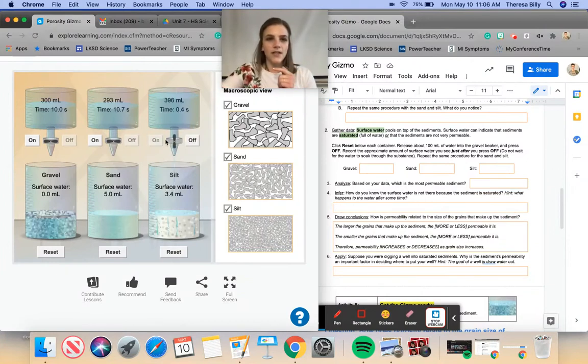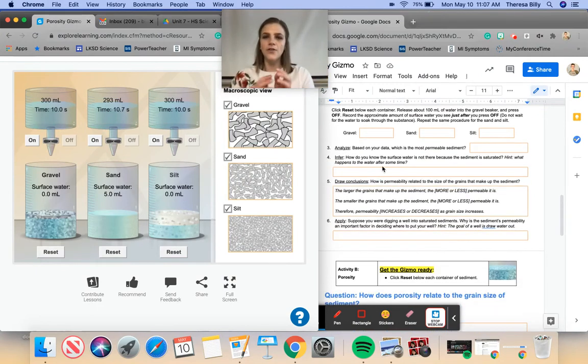Let's do the same thing for silt. Get ready. And stop. So about 80 milliliters. So even more surface water compared to sand, especially more compared to gravel. What does that tell us about silt? It tells us that silt is the least permeable. The water is sitting there because it can't very easily make its way to the bottom of that silt container. So question 3 says, analyze based on your data who's the most permeable, meaning who lets water in the most or the fastest. That would be gravel.